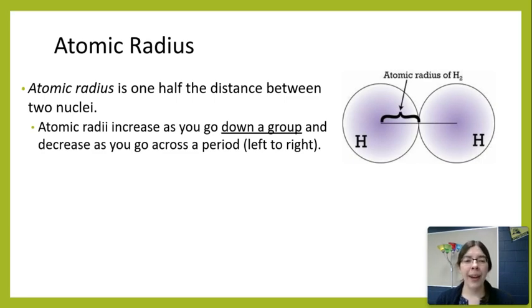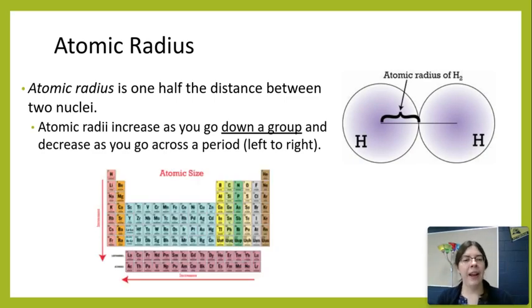So atomic radii increase as you go down a group, and they decrease as you go across a period from left to right. So that's one correction to make in your notes. There's a typo. They decrease as you go across a period, not across a group. So atomic radii, as you go from top to bottom, they're going to get bigger, and then as you go from left to right, they get smaller. So actually the largest atom on the periodic table is going to be francium in that bottom left-hand corner. And according to the trends with atomic radius, we expect that helium, the top right, is going to be the smallest.